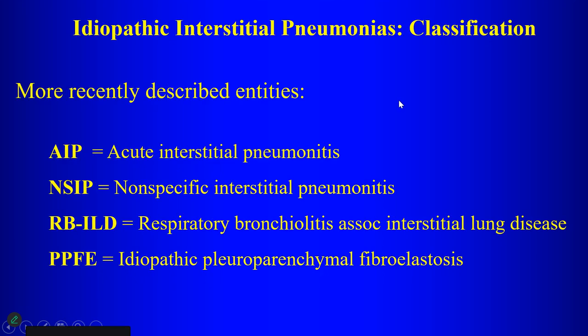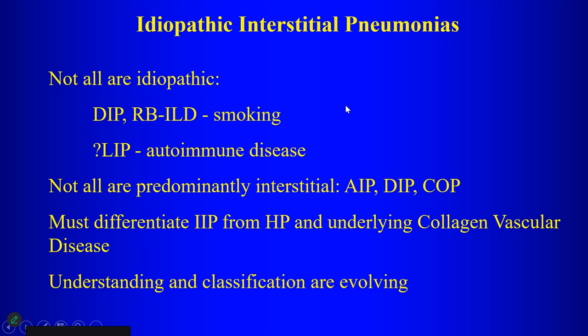Since then, other entities have been discovered just to add to the complication of the alphabet soup. So we have AIP, acute interstitial pneumonitis, NSIP, nonspecific interstitial pneumonitis, RBILD, respiratory bronchiolitis associated interstitial lung disease, and the newest one, PPFE, idiopathic pleuroparenchymal fibroelastosis. And we'll talk a little bit about each of these. Not all of these are idiopathic, as it turns out.